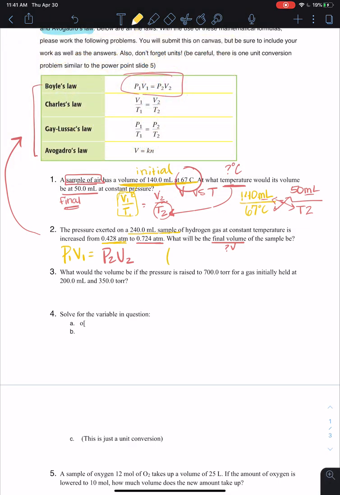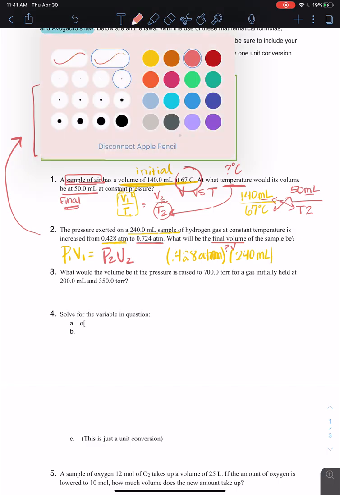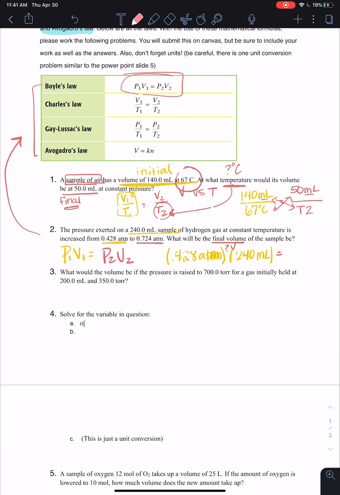So I have my first pressure is 0.428 atmospheres. And my initial volume is 240 milliliters. Okay, and then I'm solving for V2. My P2 is 0.724 atm. And I'm solving for V2. So in this one, the math is just a little bit easier. I'm just going to rewrite it so you can see.